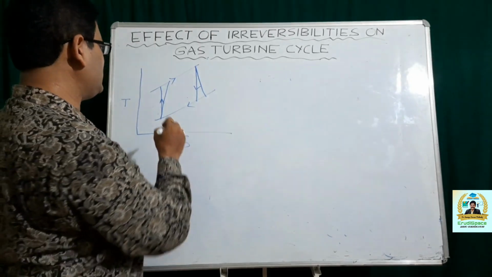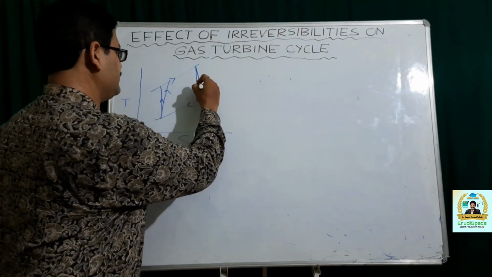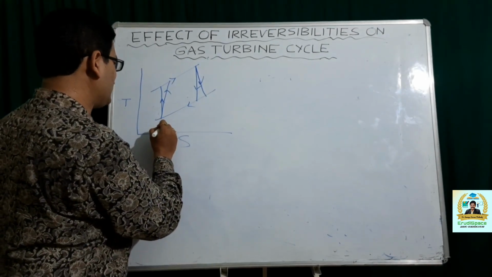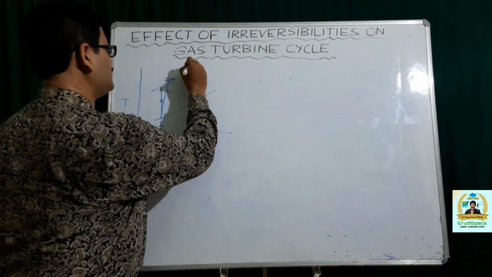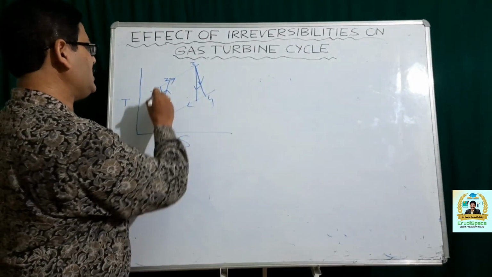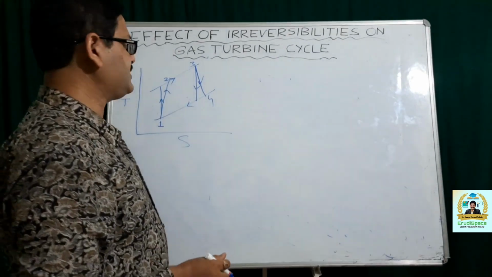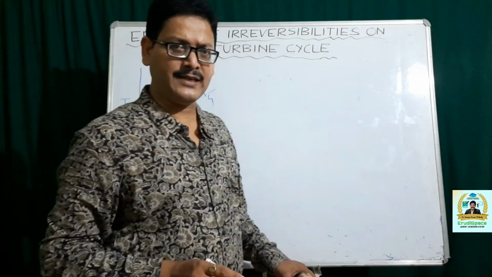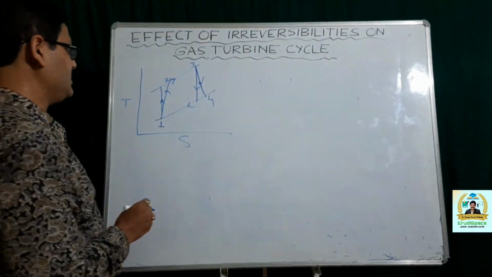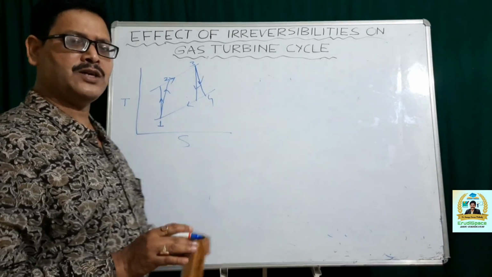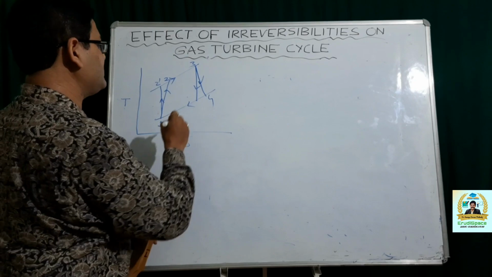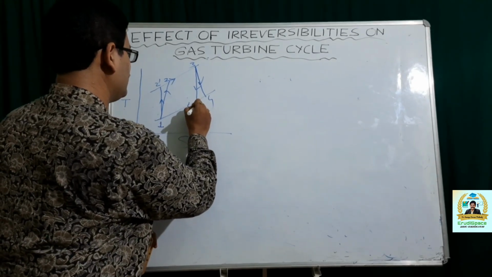So if you consider the actual processes, the cycle will be 1, 2, 3 and 4. 1, 2, 3, 4 represents the actual gas turbine cycle considering the effect of irreversibilities. When that is ignored, or we consider the ideal cycle, this is 1, 2 prime, 3, 4 prime.